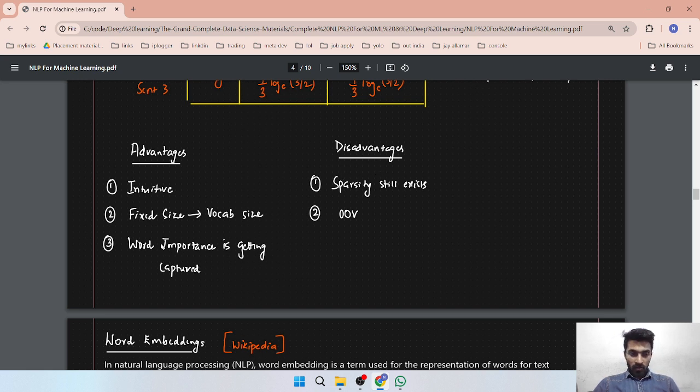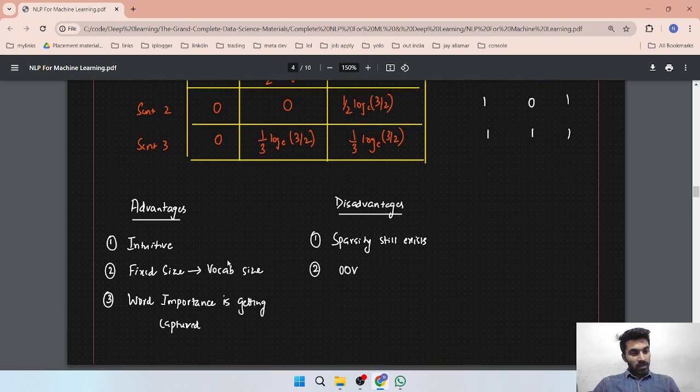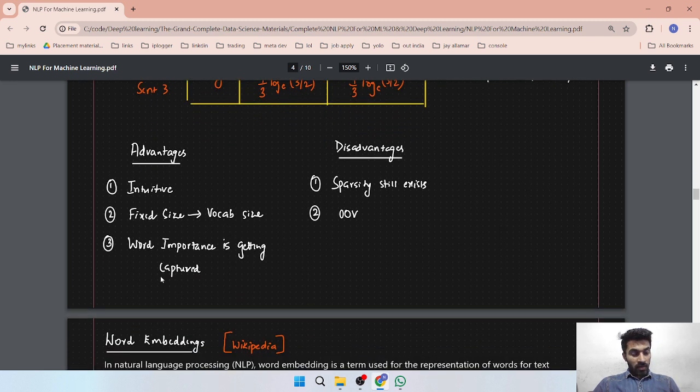Word importance is getting captured. Because of the IDF vector, inverse document frequency will help us capture which word is coming most of the time and which is coming fewer times. So word importance is also captured, and sparsity still exists. High sparsity is because of the vocab size. Here we have a fixed size of vocabulary.